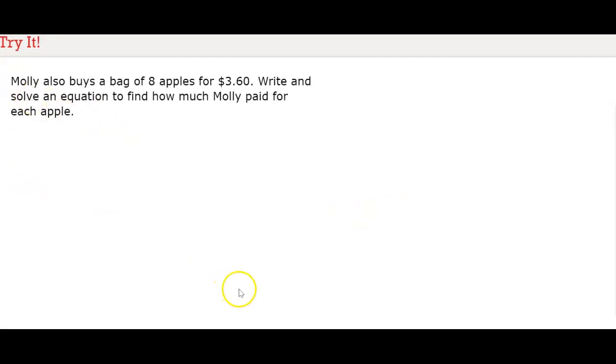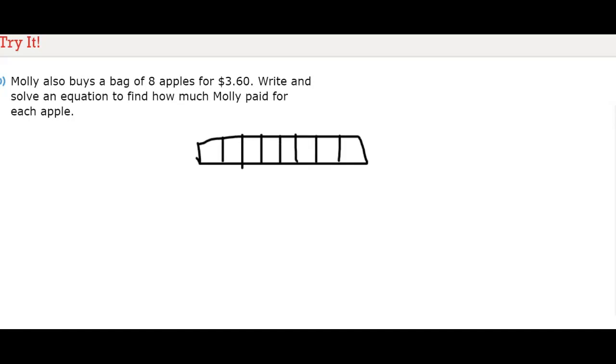Molly also buys a bag of 8 apples for $3.60. Write and solve an equation to find how much Molly paid for each apple. Alright, so I can follow what the example did, which is draw a bar diagram. It doesn't say to do that, but I wanted to show you how. It tells us she bought 8 apples, so 1, 2, 3, 4, 5, 6, 7, 8. Alright, so each of those apples, and I'm going to use the variable A to represent the apple.